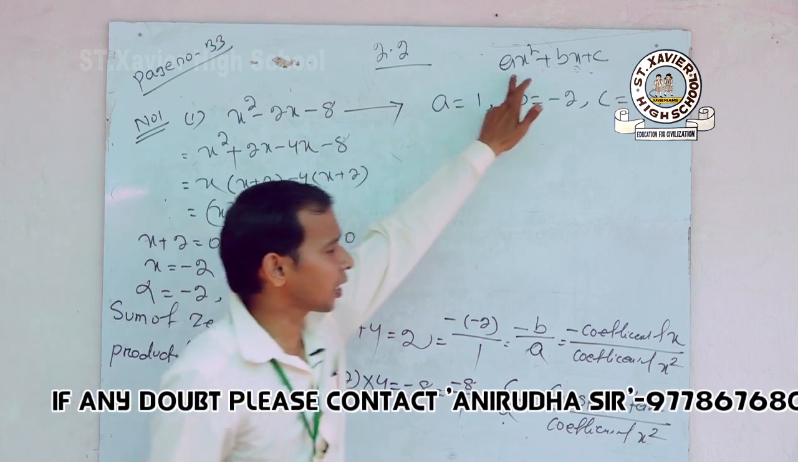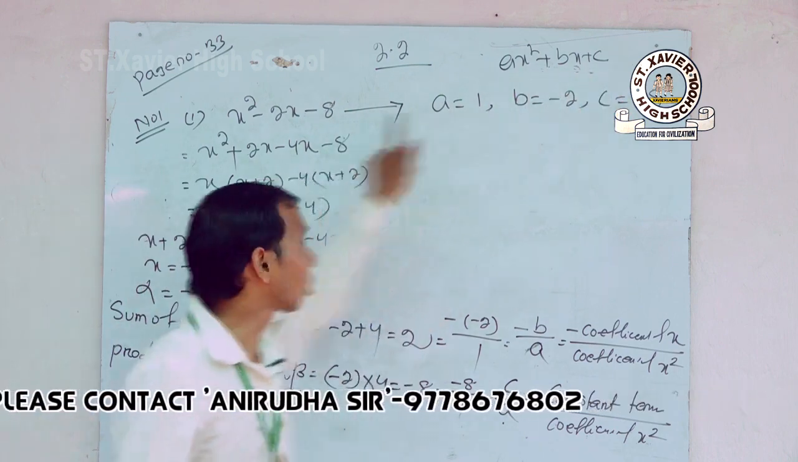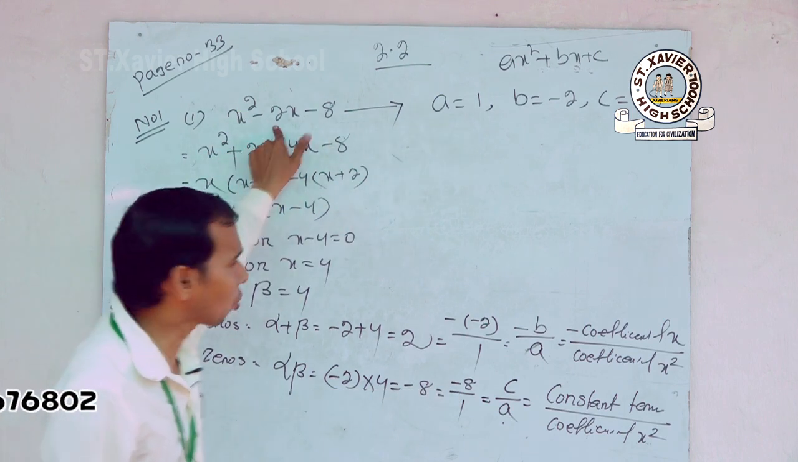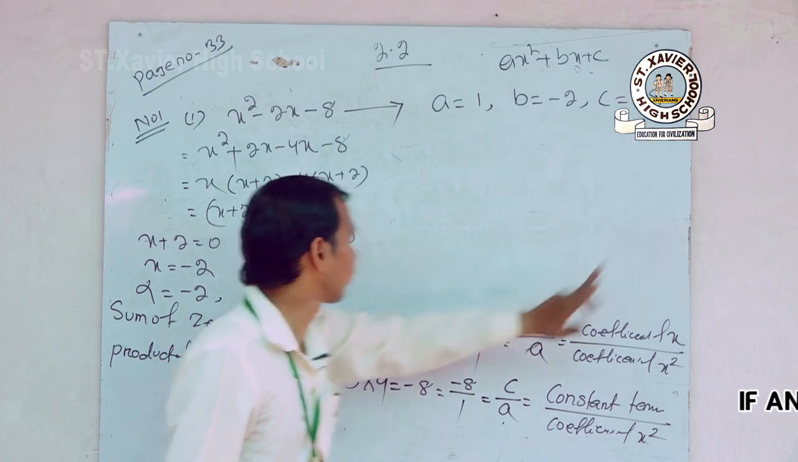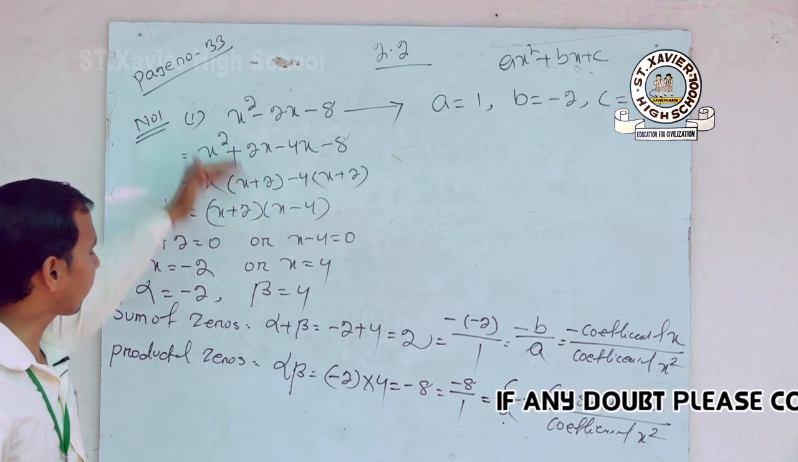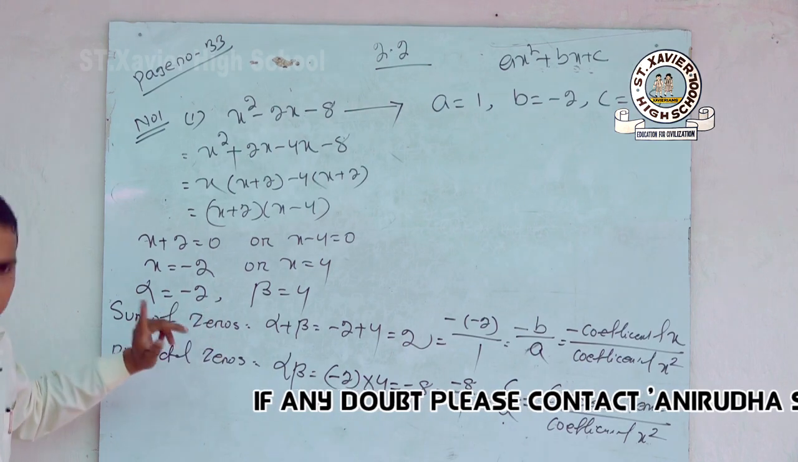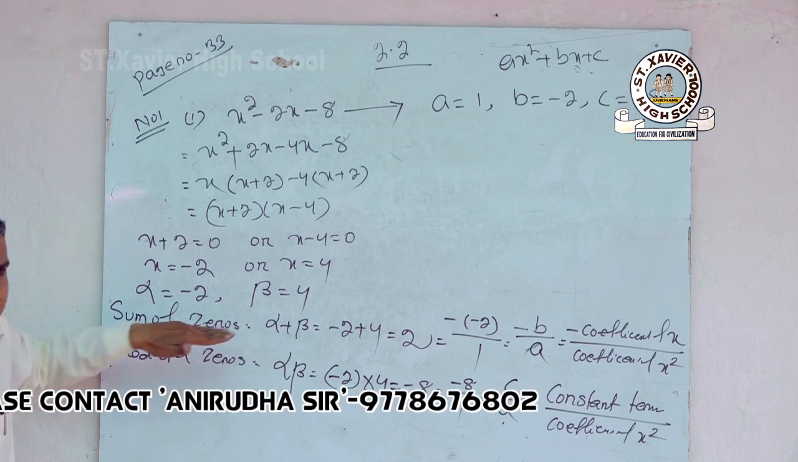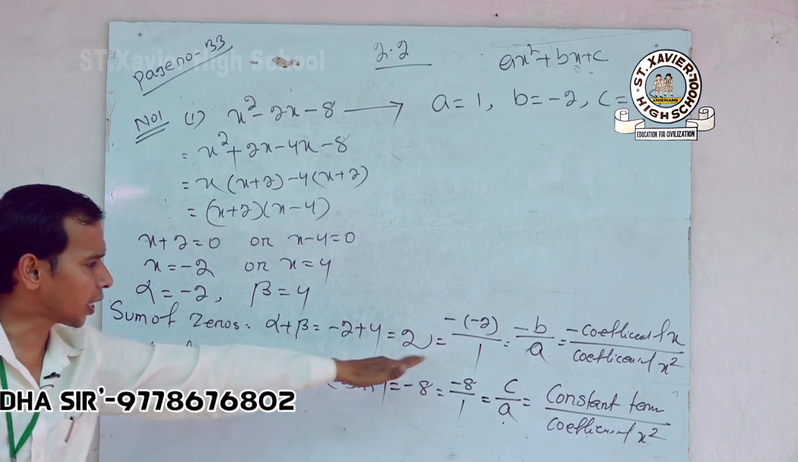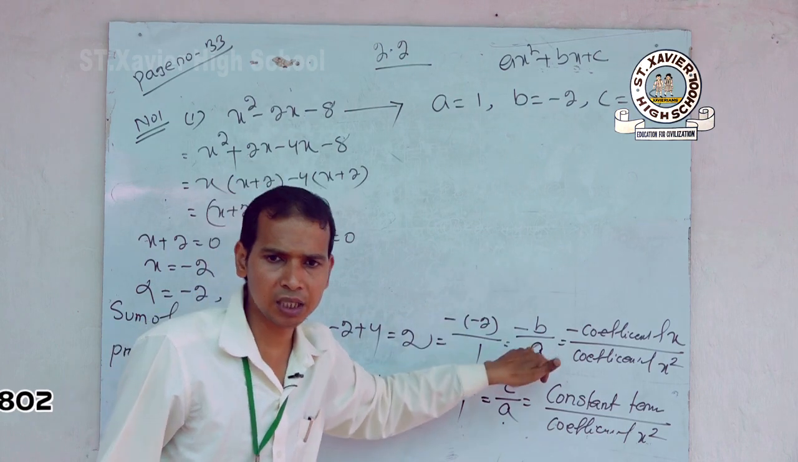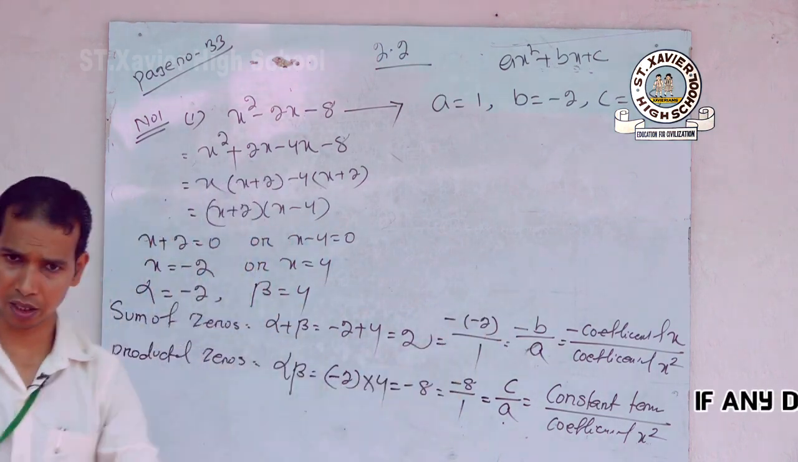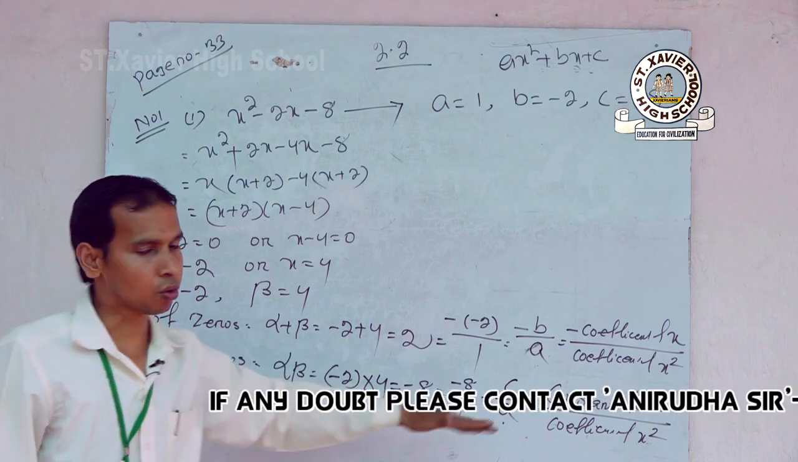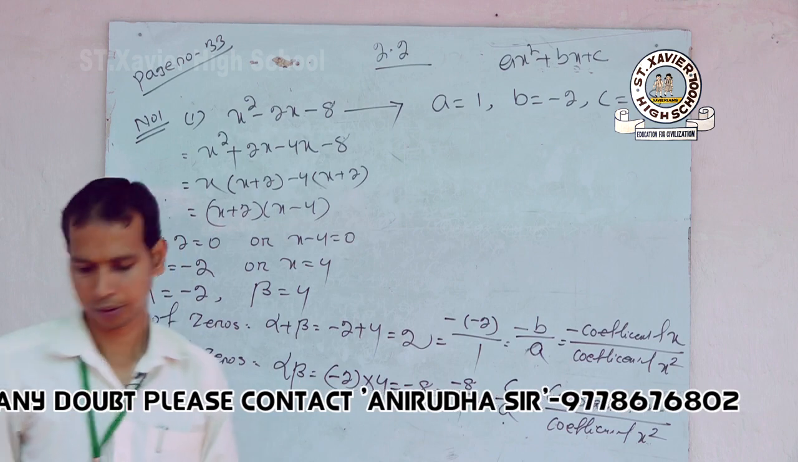Once more, the given polynomial is x square minus 2x minus 8. The standard form is ax square plus bx plus c. So from this polynomial we get a equal to 1, b equal to -2 and c equal to -8. Now we factorize this. After factorization we get two zeros, -2 and 4. Then we calculate the sum of zeros. Sum of zeros is alpha plus beta, and it satisfies the condition alpha plus beta equal to -b by a, and the second case is also satisfied, product of zeros alpha beta equal to c by a. Okay.